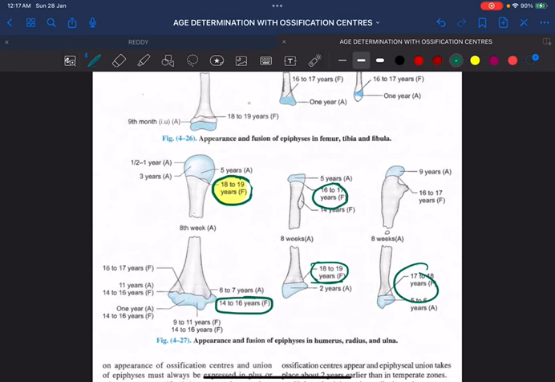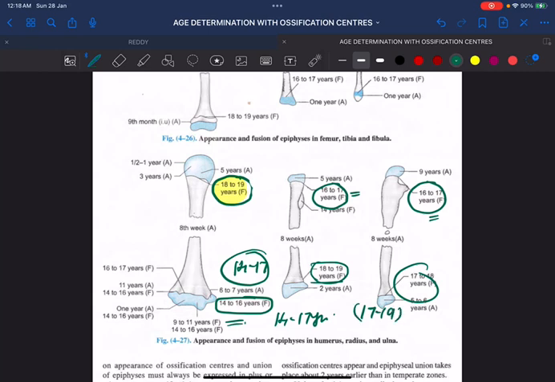Lower end of the humerus and upper end of the radius and ulna are almost the same. So I can say it is 14 to 17 years, because in the textbook it is 14 to 16 and 16 to 17. For easy remembering, I can say it is 14 to 17 years. And the lower end of the radius and ulna is mentioned as 18 to 19 and 17 to 18, so I can say it is 17 to 19.